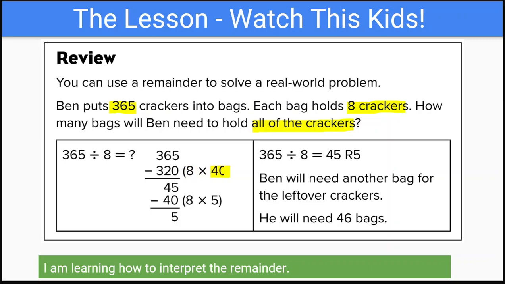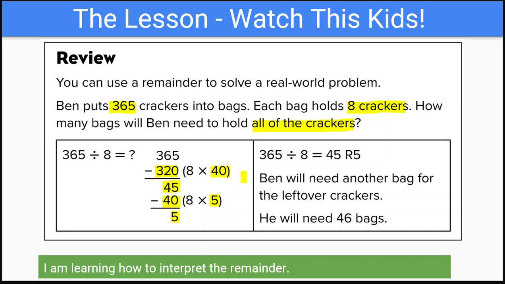He started off with 40 eights, because he's going to divide it. How many eights go into 365? 40 eights is 320. So 365 take away 320 leaves you with 45. And he wants to divide those up into groups of 8 again. So we need to figure out how many groups of 8 are in 45. Well, we have 5 groups of 8 in 45. 5 groups of 8 are 40. 45 take away 40 leaves you with 5. So there's 5 left over here.